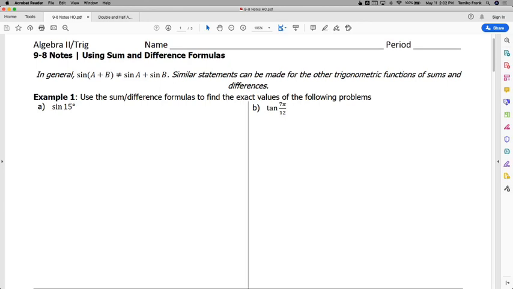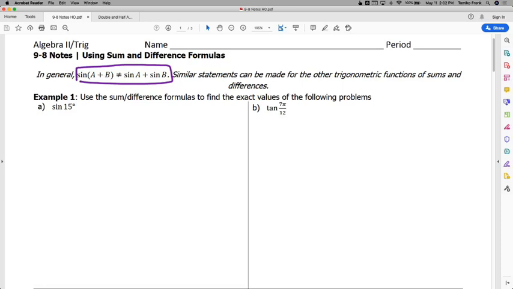A couple of things I'm going to point out here, and then I'm going to do a lot of these with you, but a lot of these I'm going to ask you guys to do on your own and then check the work as well. So if you're looking at the notes handout, I would highly recommend you take a look at this line here. The sine of A plus B is not equal to the sine of A plus the sine of B.